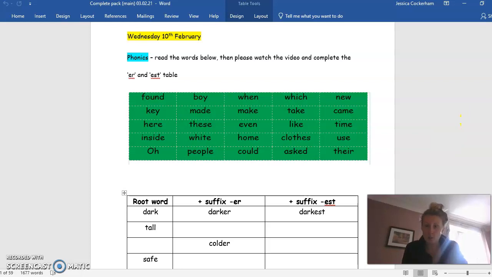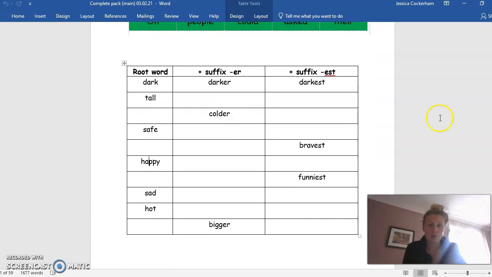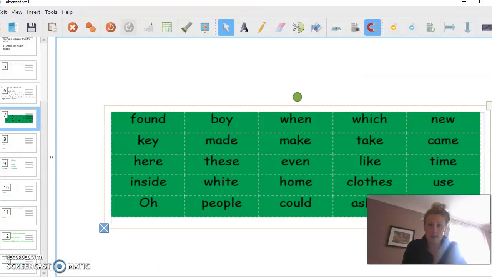What I wanted you to do was fill it all out, but I've changed my mind. I don't want you to do that now. I would like you to just fill out the table for the words up to here. So this part here, leave the word happy, because we're going to be focusing on what happens when we've got a Y at the end and when we've got a short vowel sound. But for today, we are going to be doing this.